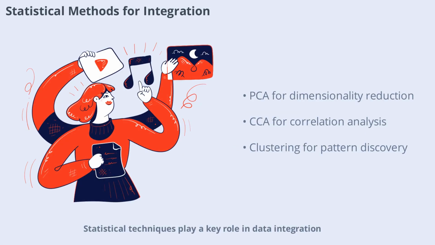Statistical techniques play a key role in data integration. Methods such as principal component analysis (PCA), canonical correlation analysis (CCA), and clustering are commonly used to reduce dimensionality and identify relationships across datasets. These tools help researchers uncover hidden patterns and make sense of complex, high-dimensional data.